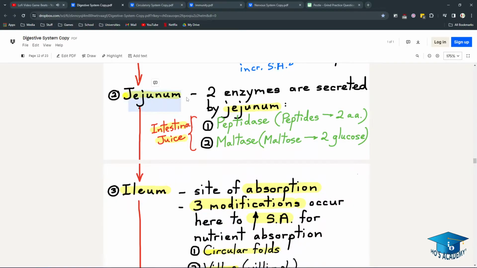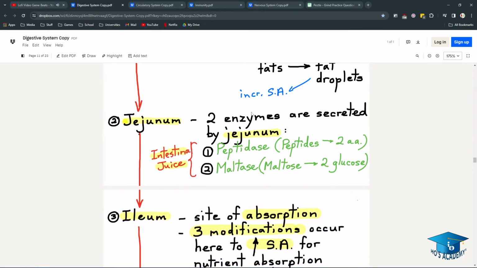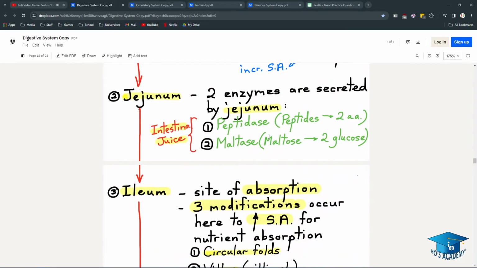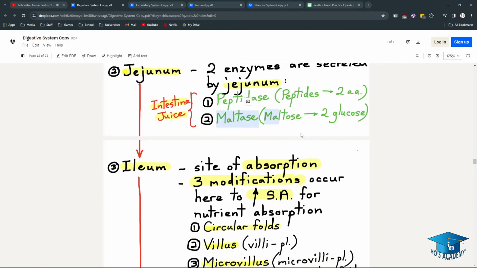And the next is the jejunum, which was 2.5 meters long. 2 enzymes are secreted by the jejunum. There's peptidase and maltase, and these are intestinal juices. So these do the wrapping up. So if you remember, peptides and maltose, peptides are still, they're polymers, and so is maltose. They're not monomers just yet. So peptidase will break these peptides into amino acids, and maltase will break maltose into 2 glucose.